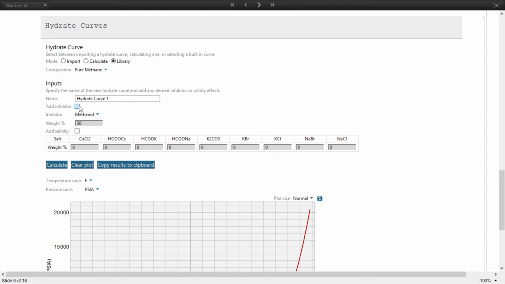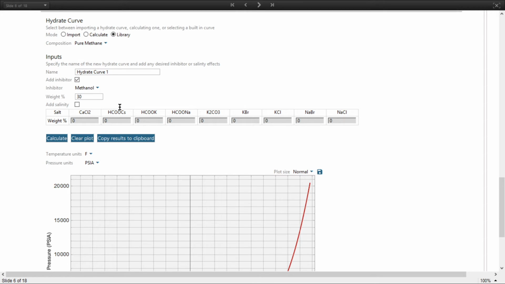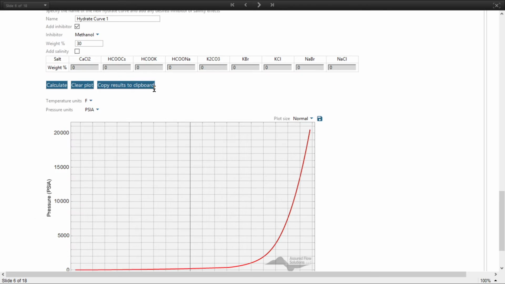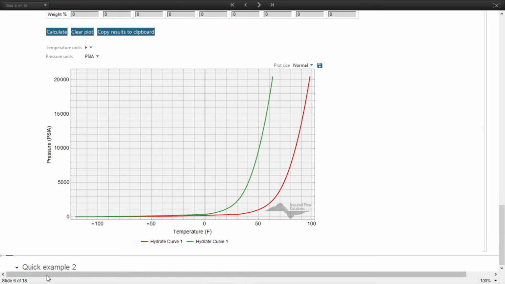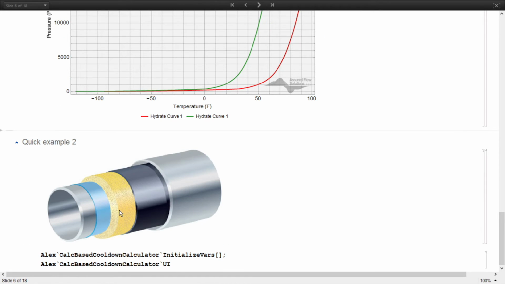And we can add inhibitor, which they'll inject a lot of chemicals into the pipeline to help avoid some of these operational issues. And you can see the effect of adding methanol basically shifts that curve to the left. And so you can now go a lot lower in your temperature and still not have that operational risk. This is a little bit more advanced example.